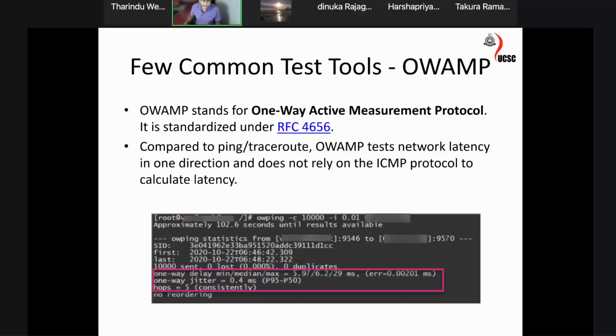Similarly, if you need to check the one-way latency between a source and destination, you can use this tool, but you need to run the application on both sides. That's a disadvantage. For ping and traceroute, you don't need to run anything on the source and destination, but in this case you need to run the application on the sender side and the receiver side.